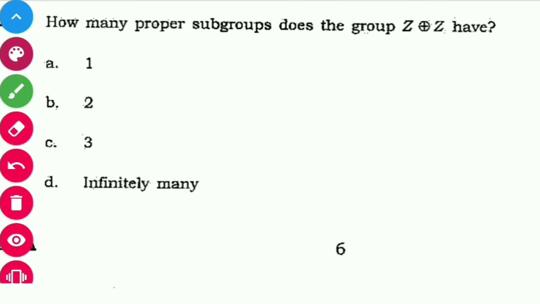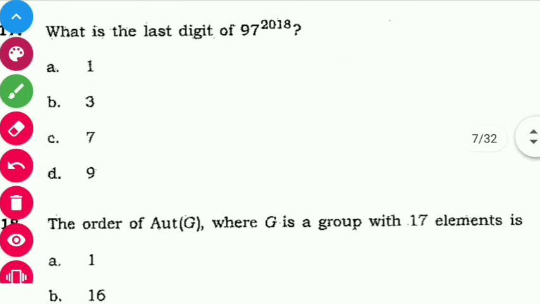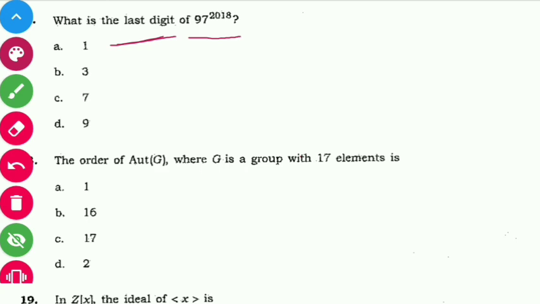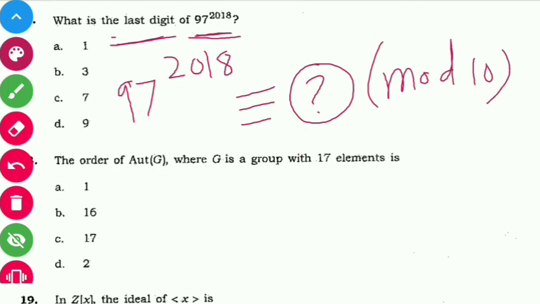Now let us solve the next question. What is the last digit of this number 97 raised to 2018? Last digit कैसे find out करते हैं? So whenever you have, suppose this is our number, तो आप क्या करो, 97 raised to 2018 is congruent to this number modulo 10. ठीक है, यहाँ पे लास्ट डिजिट मतलब आपको मॉडुलो 10 लेना है.